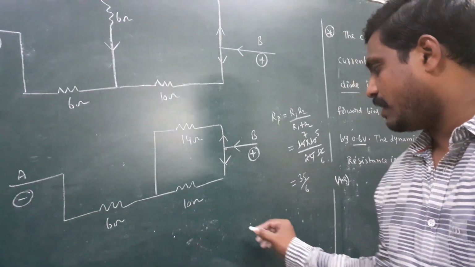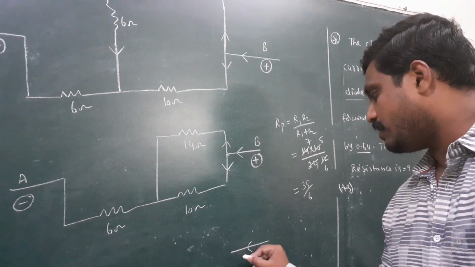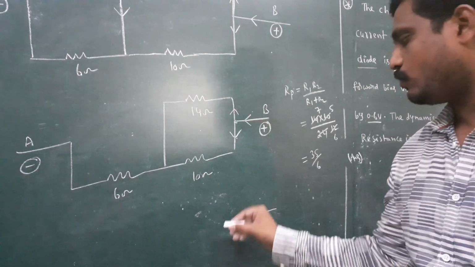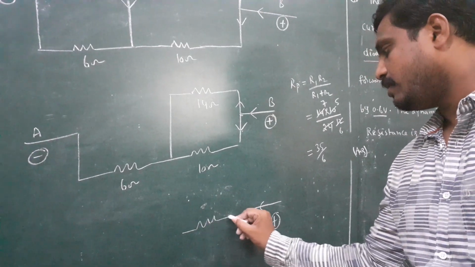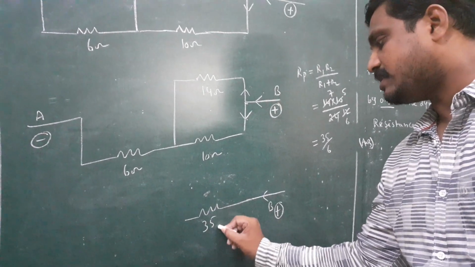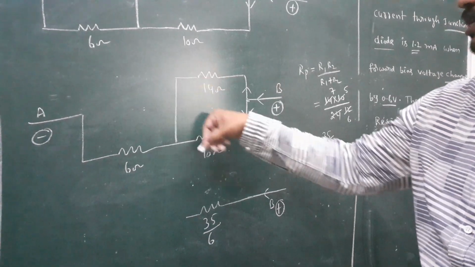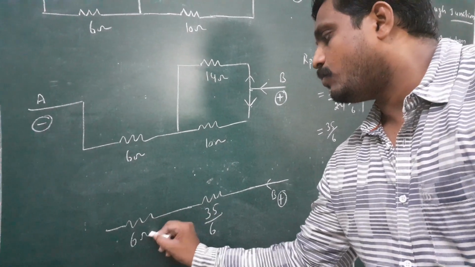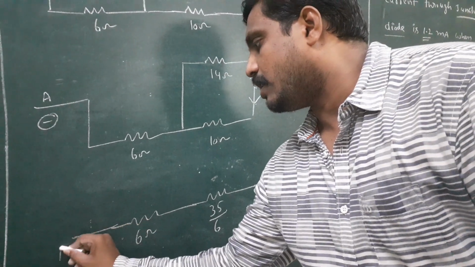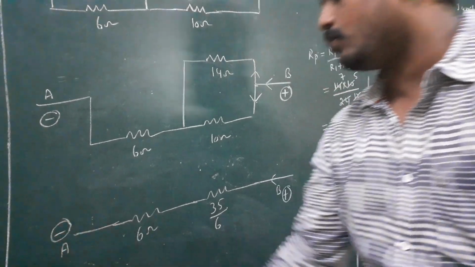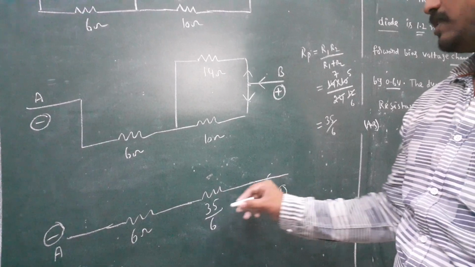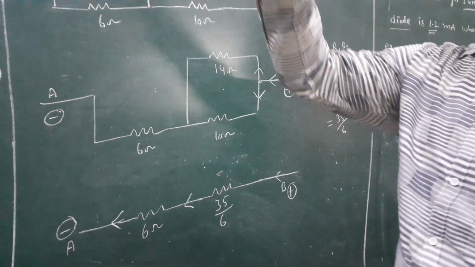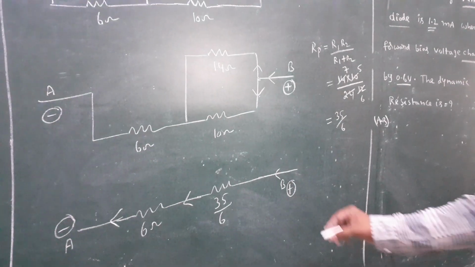I write the same diagram. This is B. B is connected to positive. Finally, the total value we get here is 35 by 6. Next it will be attached to this 6 ohm. Here this is A. It is connected to negative. Current direction is always plus to minus. Here current flows continuously. This combination is a series combination.